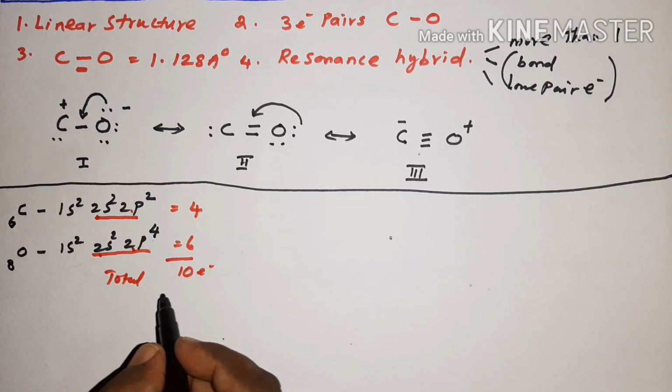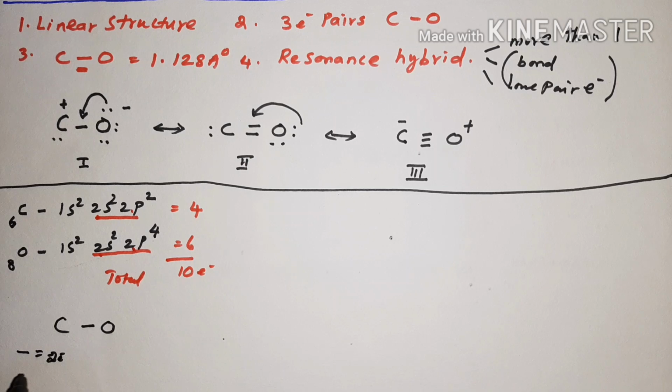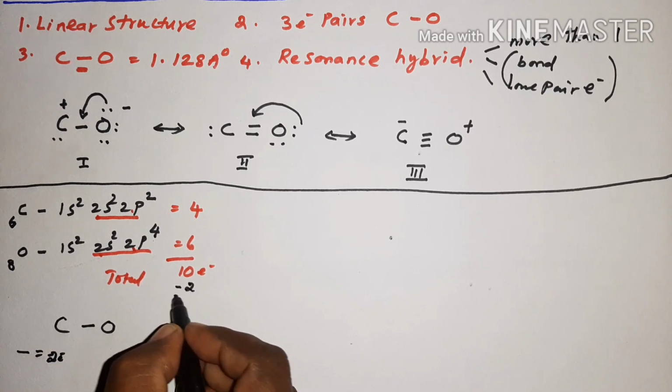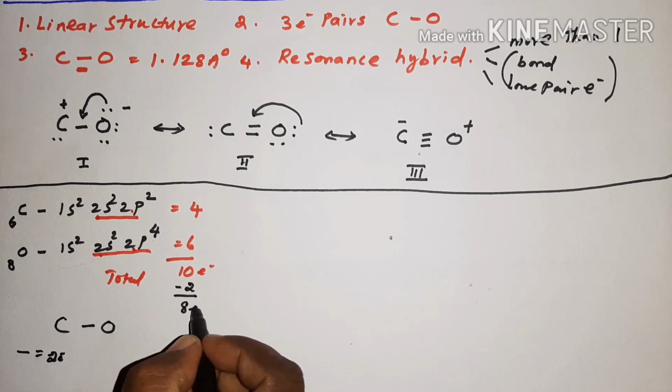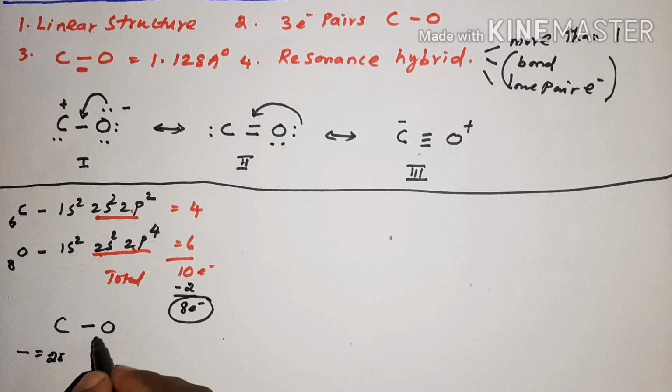So for the 10 electrons, carbon and oxygen combine by a bond, because each bond equals 2 electrons. So one bond will contain 2 electrons. Already one bond is here, so I am subtracting 2 electrons. The remaining 8 electrons you have to distribute equally to the contributing atoms.